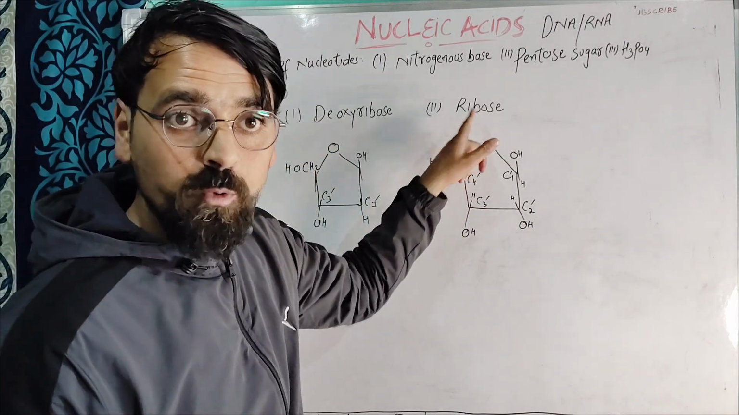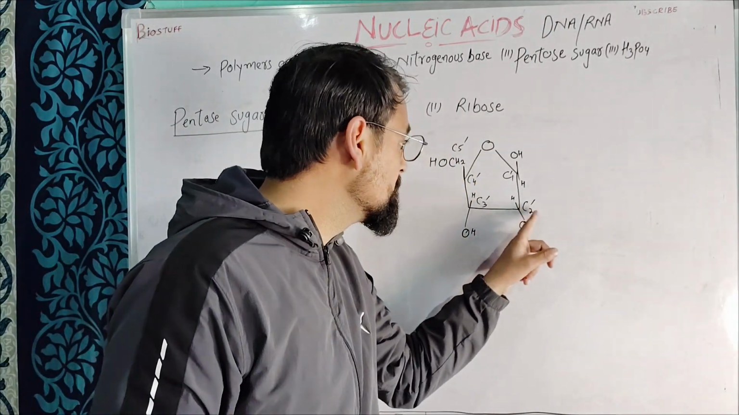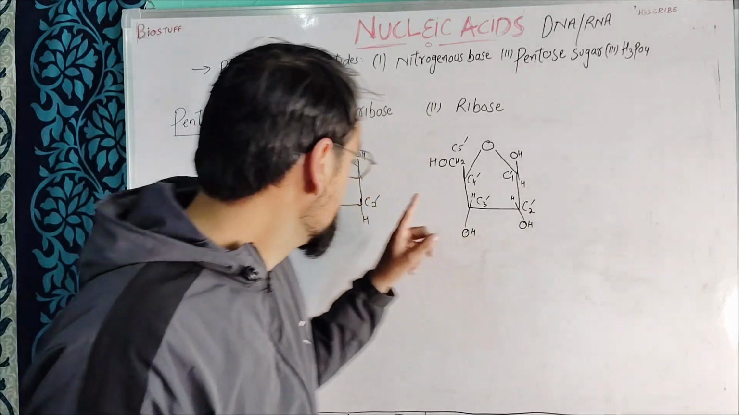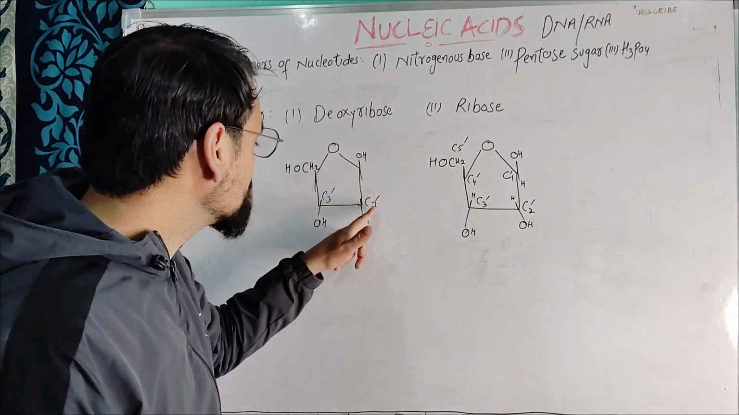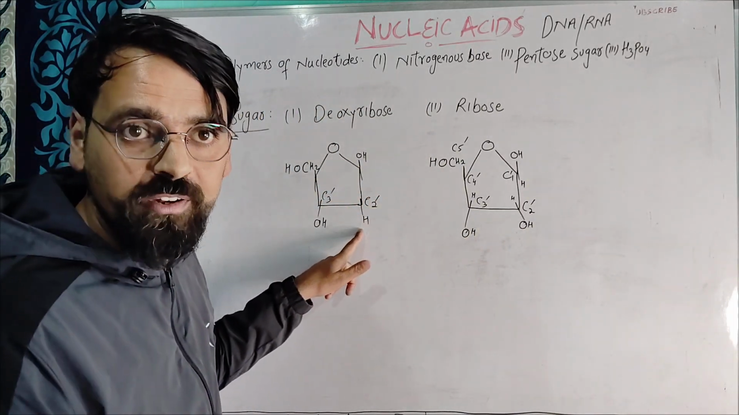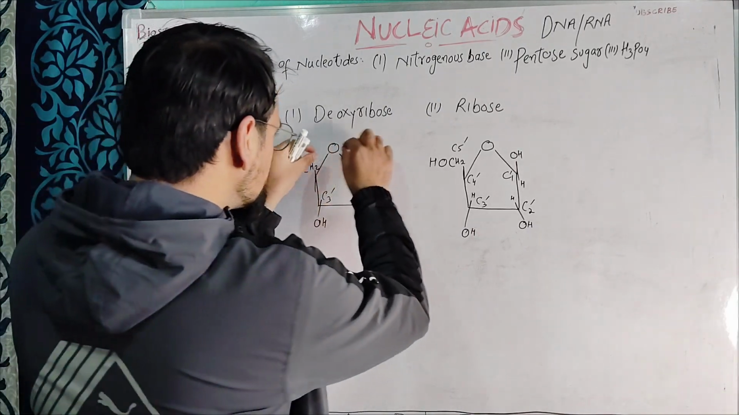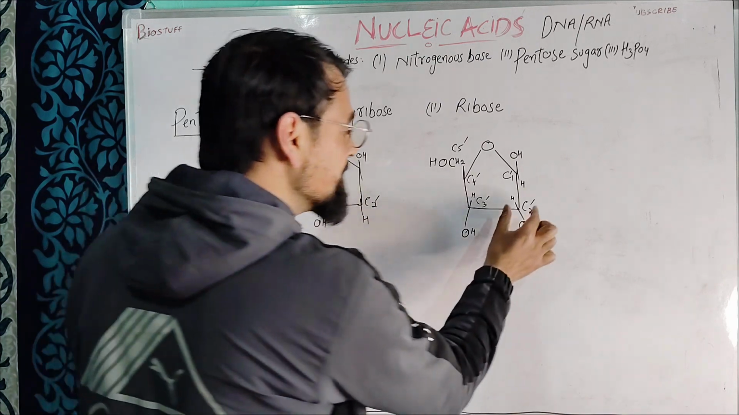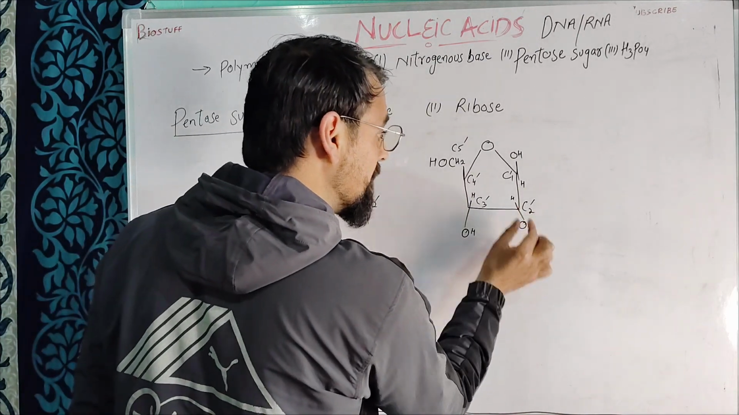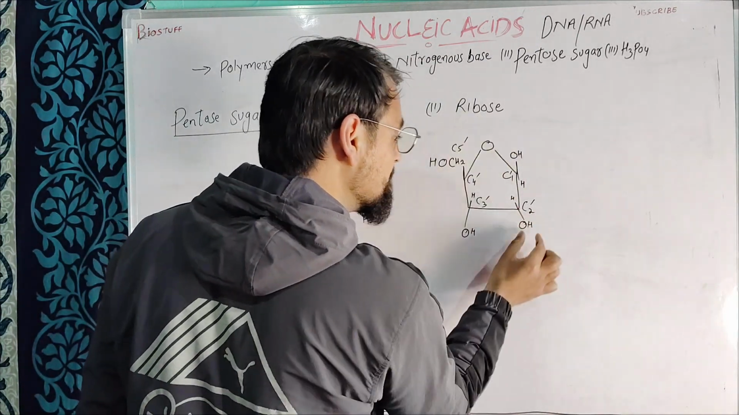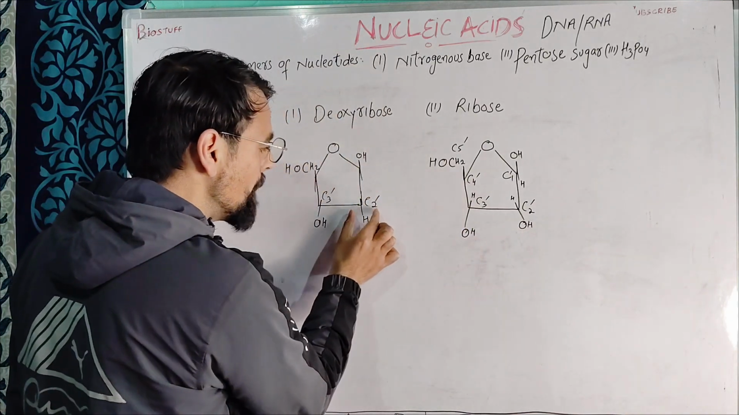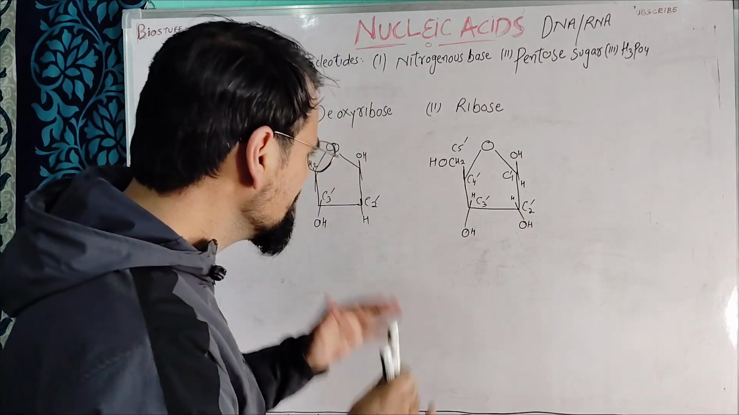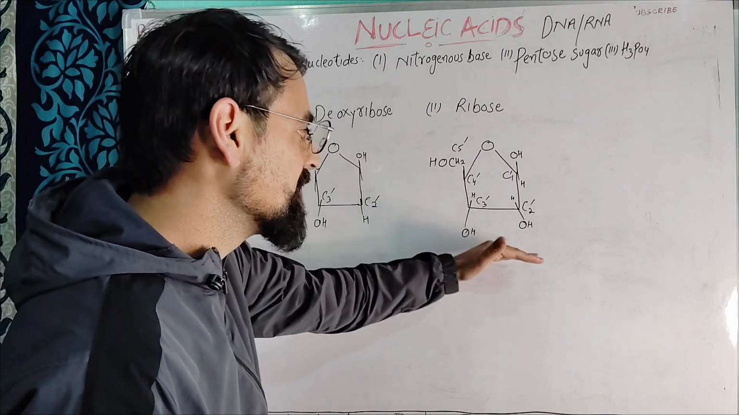In the ribose sugar present in RNA, at carbon number 2 prime we have the hydroxyl group, and in the deoxyribose, at carbon number 2 prime we have only hydrogen. So this is the only difference. The rest of the structure is 100% similar. In RNA, the pentose sugar contains the hydroxyl group; in DNA, the pentose sugar contains hydrogen. Now why does it make DNA stable and RNA unstable?